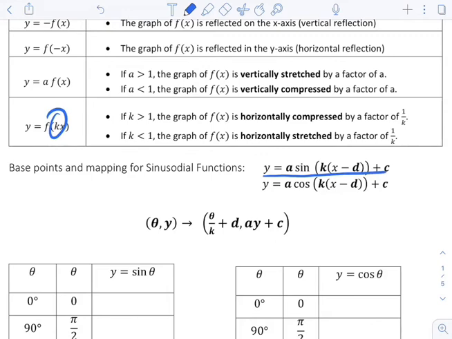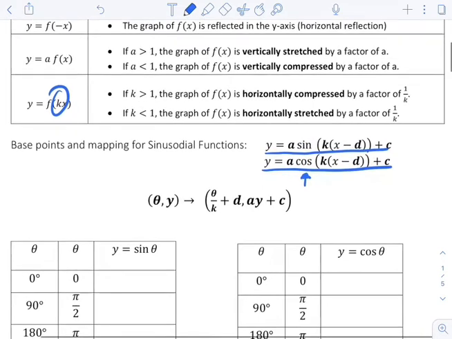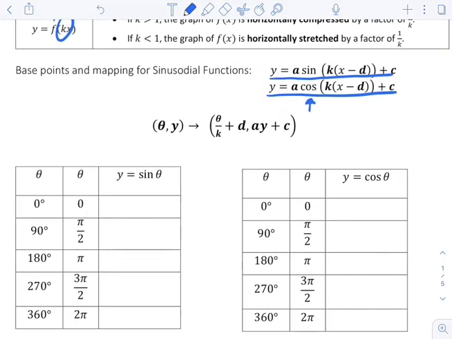Same spots as you would expect them. The only difference is you might have the word sine or cos in here. But basically it looks the same. Before we just had f. So if it's a trig function, you see sine or cos. Same mapping diagram that we saw before to figure out what happens to the base points of sine or cos based on our transformation of a, k, d, c.